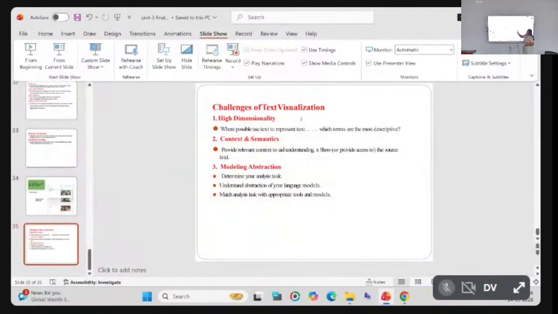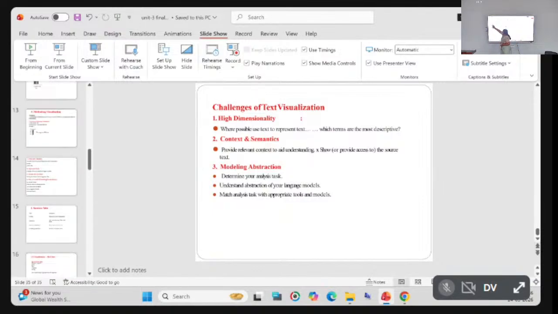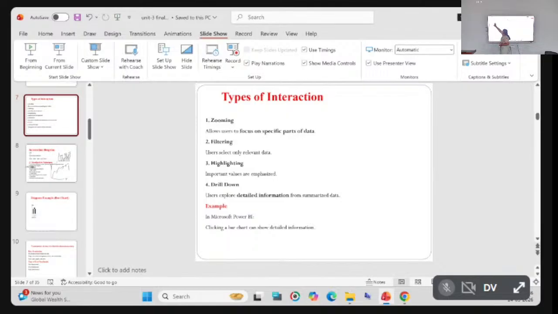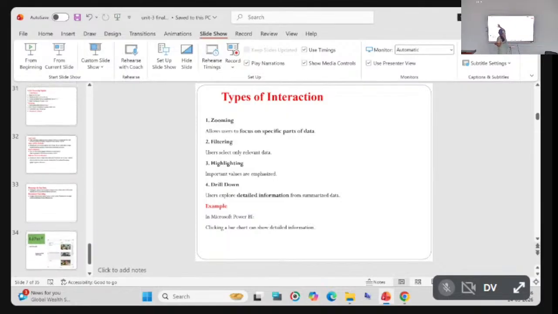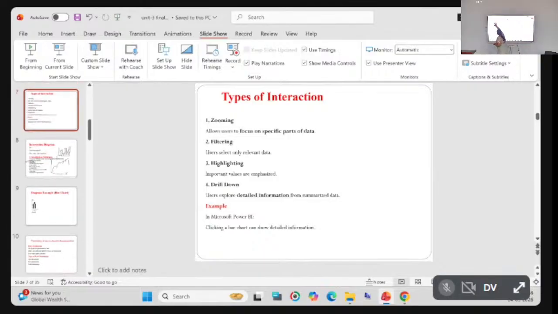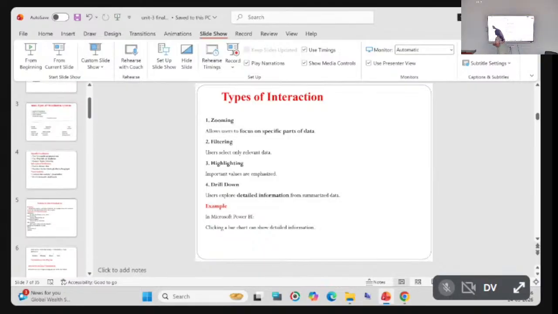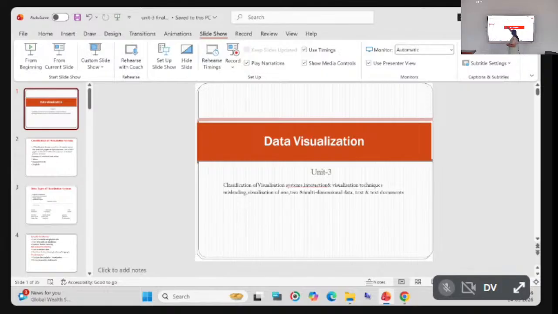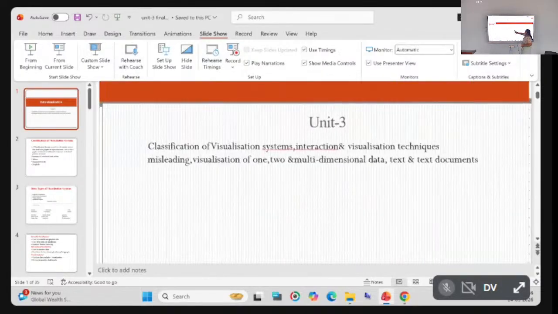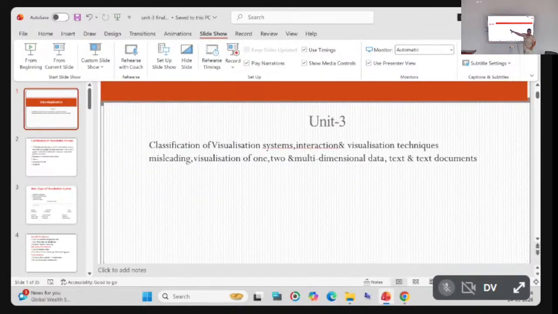So in this unit, I've gone over only the highlights, not the complete unit. Now see here, we have done classification of visual systems. What are the different classifications? Don't turn the pages, you should remember. Scientific, information visualization, data analytics.